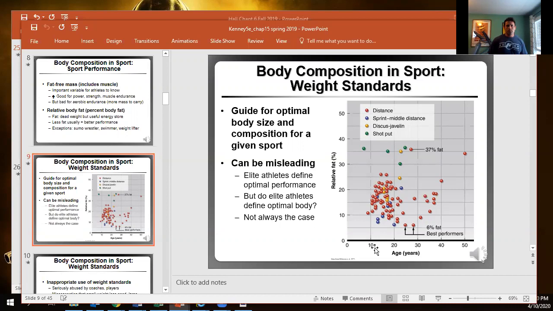Like swimmers? Yeah, swimmers, you're going to see, especially at the highest levels, they all tend to be tall people, broad shoulders, narrow waists, you know, kind of long arms, longer torso. That tends to be pretty useful.